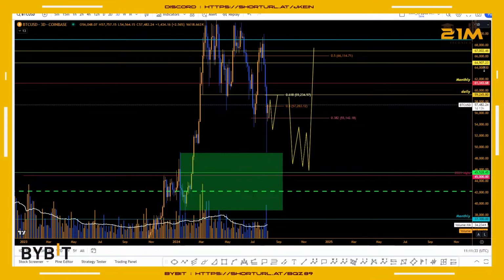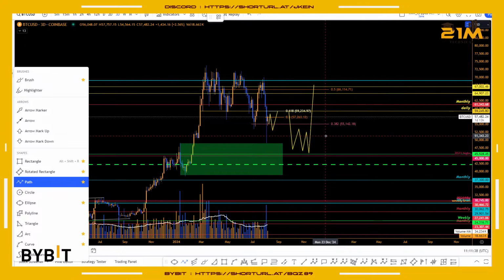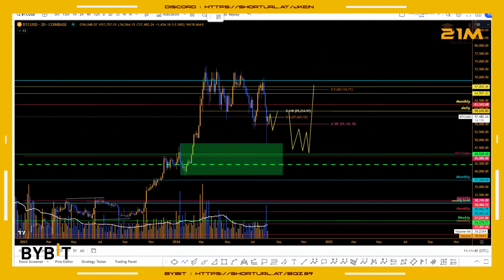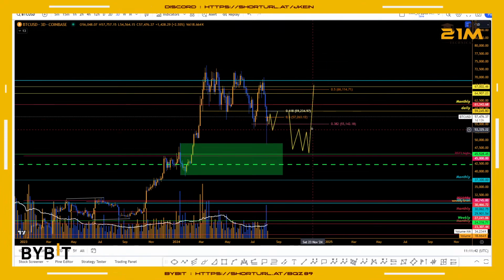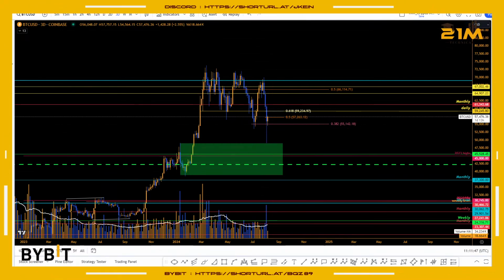We don't flip EMA 200. So these are the scenarios that I've drawn on the screen, what you are watching. This scenario is a bull case scenario on the midterm. The bear case scenario would be like this.